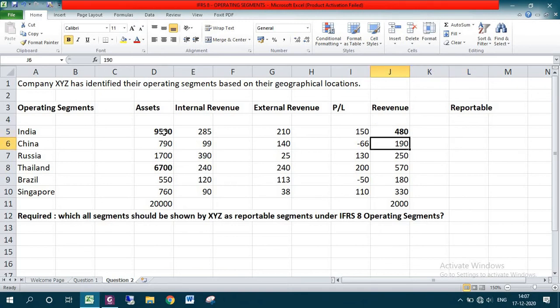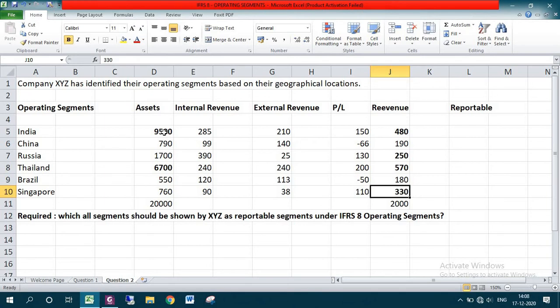The next is China. It has 190. So China does not meet the criteria. Russia, yes, it has 250. So Russia is a reportable segment. Thailand is also reportable. It has 570. Brazil has 180. So it's a no for Brazil. And Singapore has 330. So Singapore is also reportable.